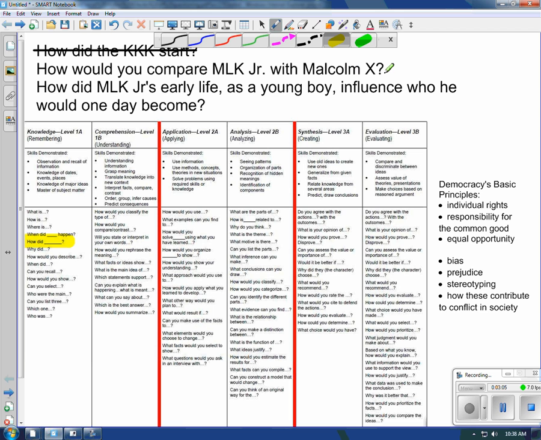Let's try the second one. How would you compare Martin Luther King Jr. with Malcolm X? I'm going to see if I can find it down here. Yep, here it is right here. How would you compare Martin Luther King Jr. with Malcolm X? Still a level 1 question. So I'm going to again go back. I'm going to cross that out. And I'm going to try and see what my third question comes up with.